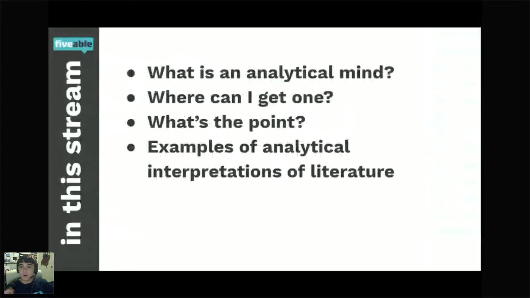We're going to be talking about what is an analytical mind? Where can I get one? What's the point? And then an example of how to do it. Like I said, this is more training your brain to respond to certain things within a text. There will be certain triggers within a text that say, "Oh, this is an example of personification. This is an example of the rising action or the rising exposition." These are just things that you need to consider as you're reading.